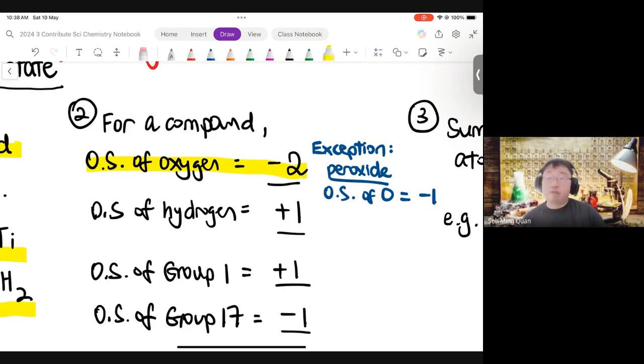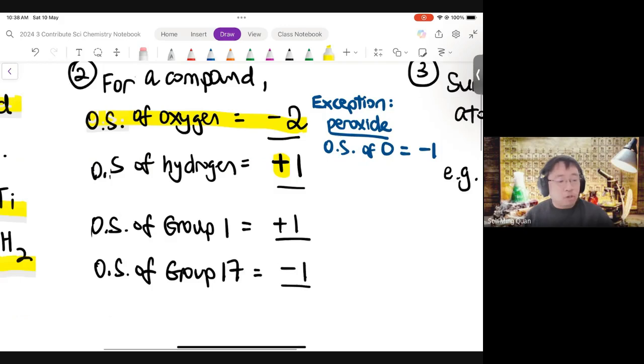The next important rule is hydrogen. Hydrogen in its compounds is +1 oxidation state. Now, immediately you notice when we write oxidation state, the sign comes before the number. So this is also important. It's a convention. It's the correct way of writing oxidation state. The plus or minus sign has to come in front of the number.